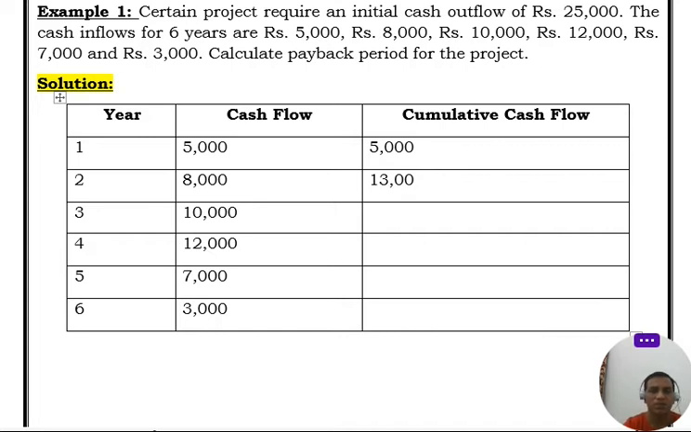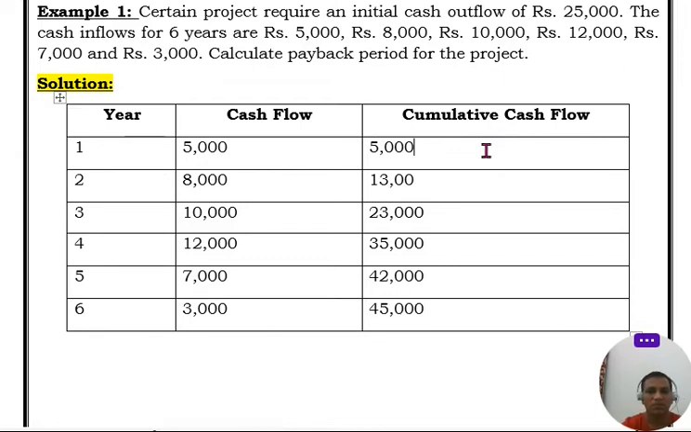Third year cumulative means total of the first, second and third together, adding all 3 years. Fourth year cumulative means adding all the cash flows of 4 years: 5 plus 8 plus 10 plus 12, that is 35,000. Fifth year cumulative means adding all 5 years, up to 5 years cash flow you have to add: 35 plus 7, a total of 42,000. Sixth year cumulative means adding all the cash flows up to the 6th year, altogether 45,000.